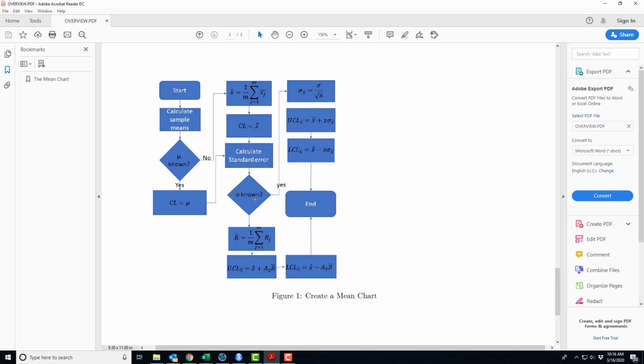I mean, somebody might, from the amount of experience with the process, have an estimate of the population standard deviation, but for our process, the answer is no.